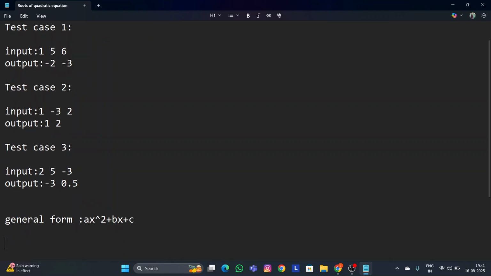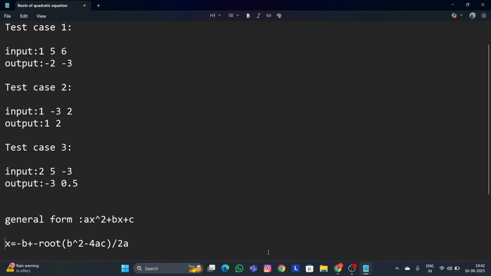For finding the roots of a quadratic equation, we have one formula: x equals minus b plus or minus under root of b square minus 4ac, whole by 2a. So this is the formula.